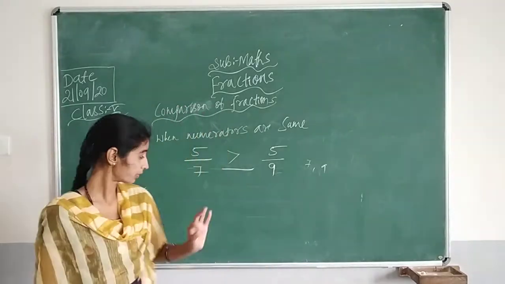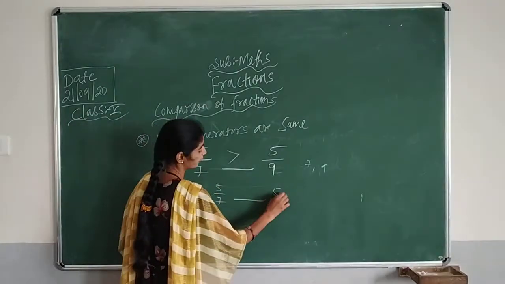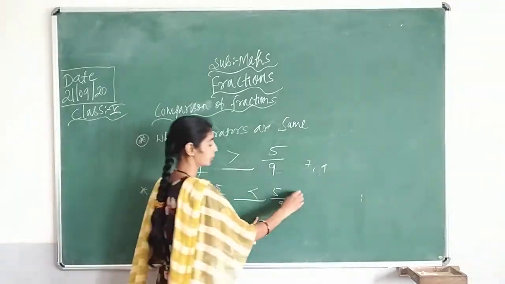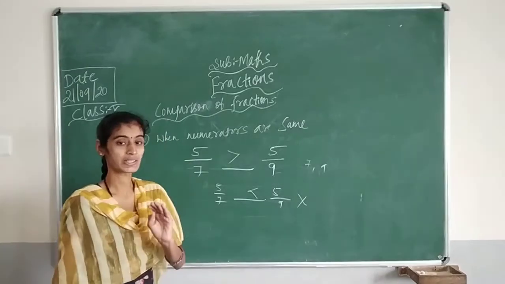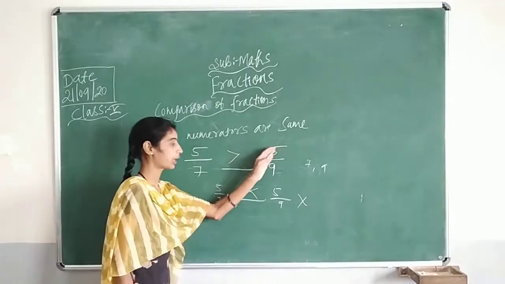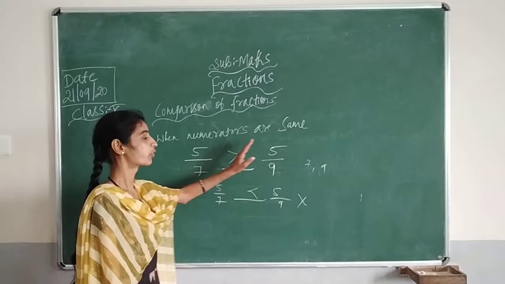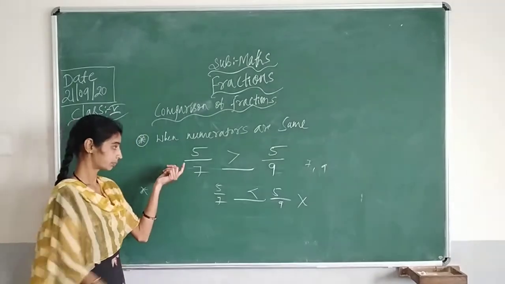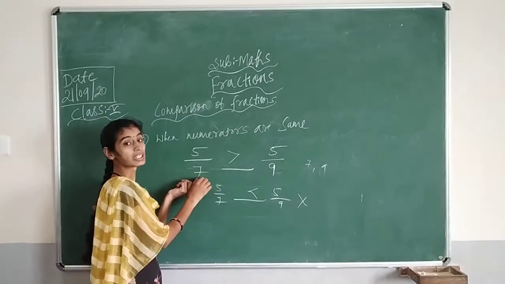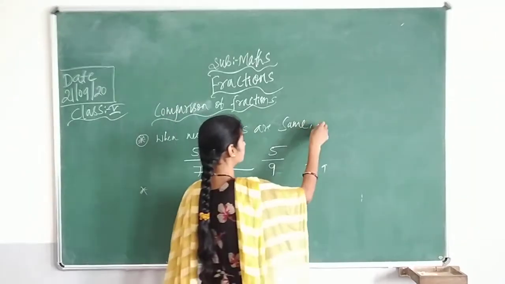Try to understand it, children. Don't blindly put 5 by 7 less than 5 by 9. When the numerators are same, this will be wrong. Why? Because the condition is like that. When you divide these two numbers, 5 by 7 and 5 by 9, you get the 5 by 7 value more than 5 by 9. That's why, when numerators are same, you choose the smaller denominator value. Then what do you have to do?